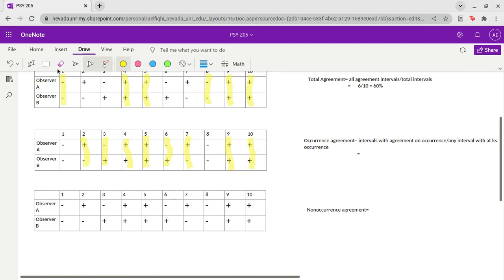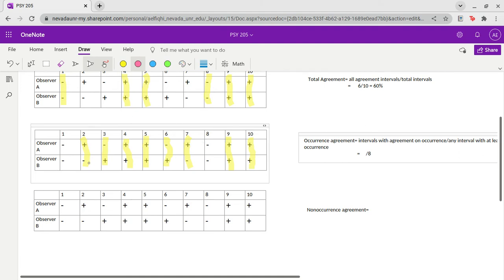So we're going to go back through and count. We have 1, 2, 3, 4, 5, 6, 7, 8 intervals in which at least one of the observers had an instance of occurrence of screaming behavior. Okay, so out of those 8 intervals, I'm going to use another color just so it's a little bit more clear, and we're going to count the ones in which they agreed on the occurrence.